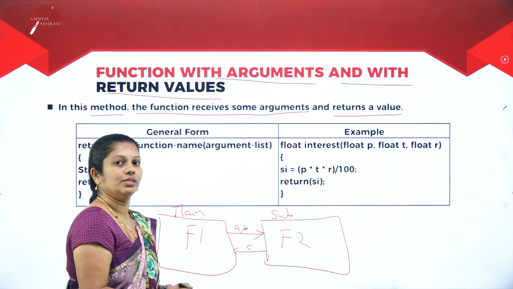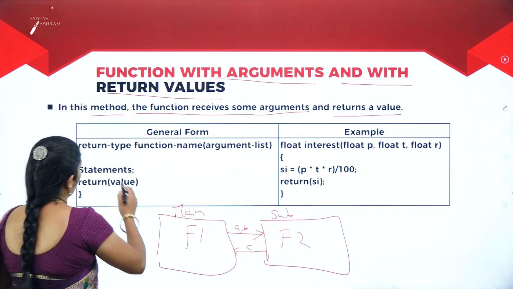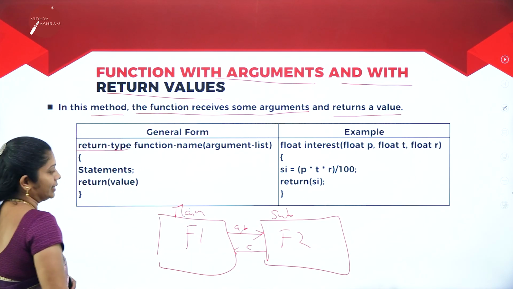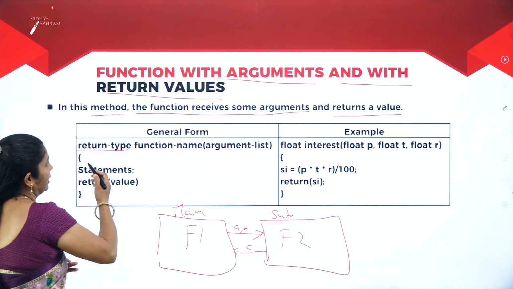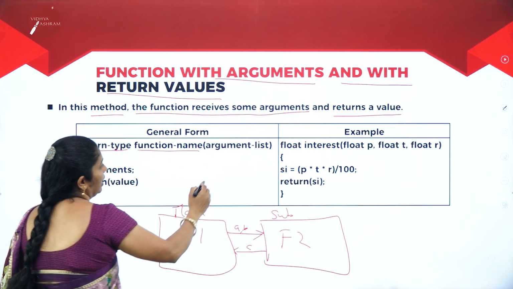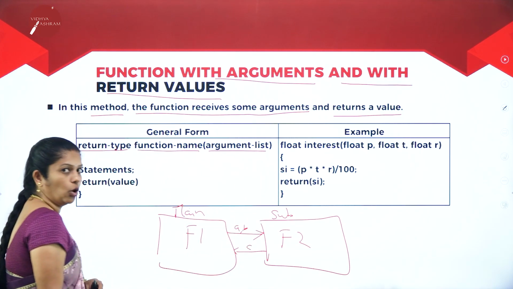It receives the values as well as returns a value also. If you observe the syntax here: return type. After calculation, which type of value do we have to generate? Return type, then function name, and inside the brackets, you have to write the argument list.